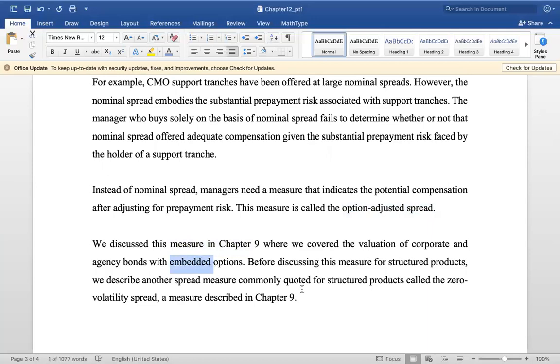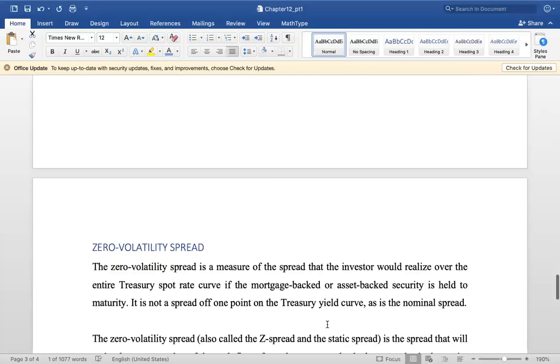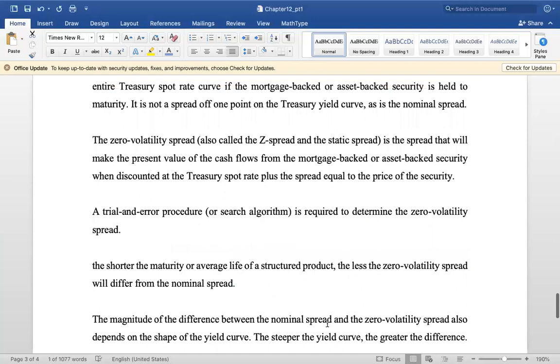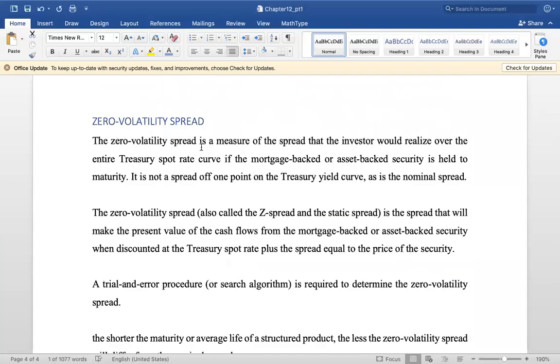Before discussing the measure for structured products, we describe another spread measure commonly quoted, which is the zero volatility spread. So what is the zero volatility spread? It is a measure of spread that an investor would realize over the entire Treasury spot rate curve if the mortgage or asset-backed security is held to maturity. It is not a spread at one point on the Treasury yield curve as in the nominal spread. It is the spread that the investor would realize over the entire Treasury spot rate curve.